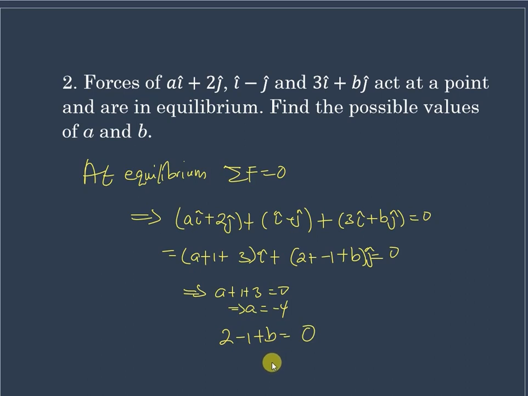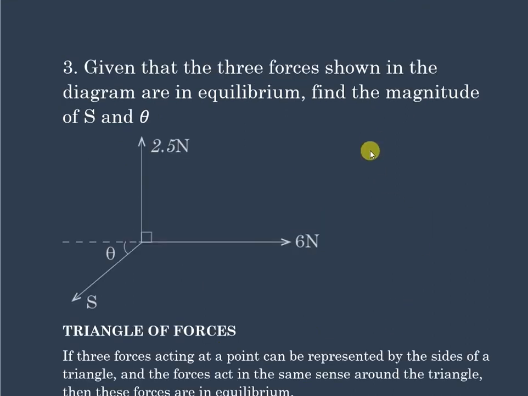The individual terms, the individual components are going to be equal to 0, from which b is equal to negative 1. Just sum up the components and equate to 0. Try to work out this number, and try to find out that theta is equal to 23 degrees and the value of s is equal to 6.5 newtons. Try to work that out and show that you are progressing in this video series.